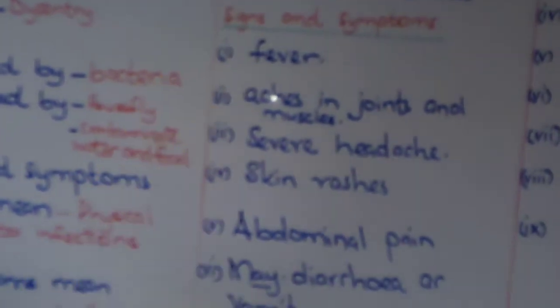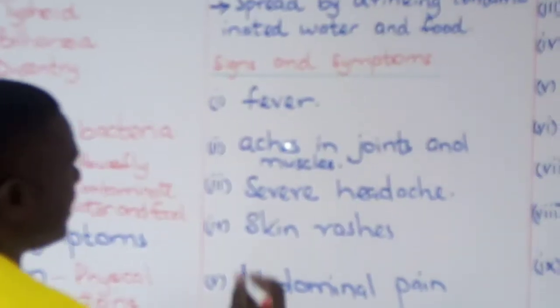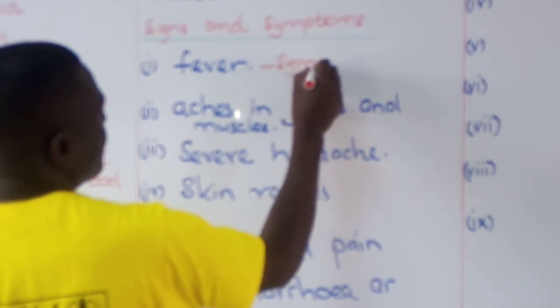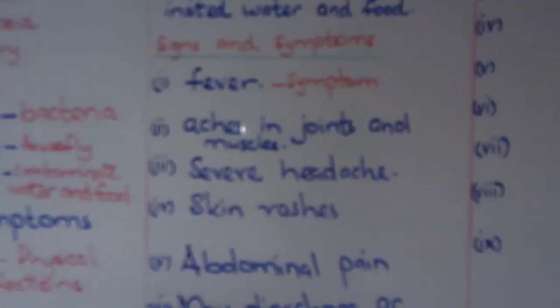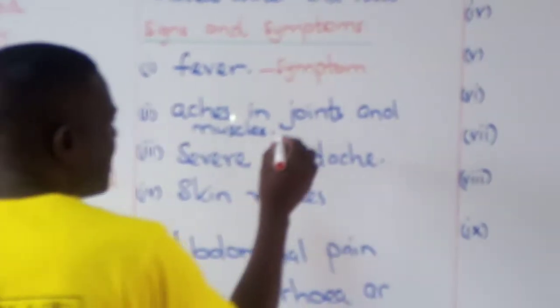Among them we have signs and among them we have symptoms. We have fever. Can you see fever? You can't see fever. So fever is not a sign. Fever is a symptom. Aches in joints. Can you see them? You cannot see them, but you can feel them. This is a symptom.